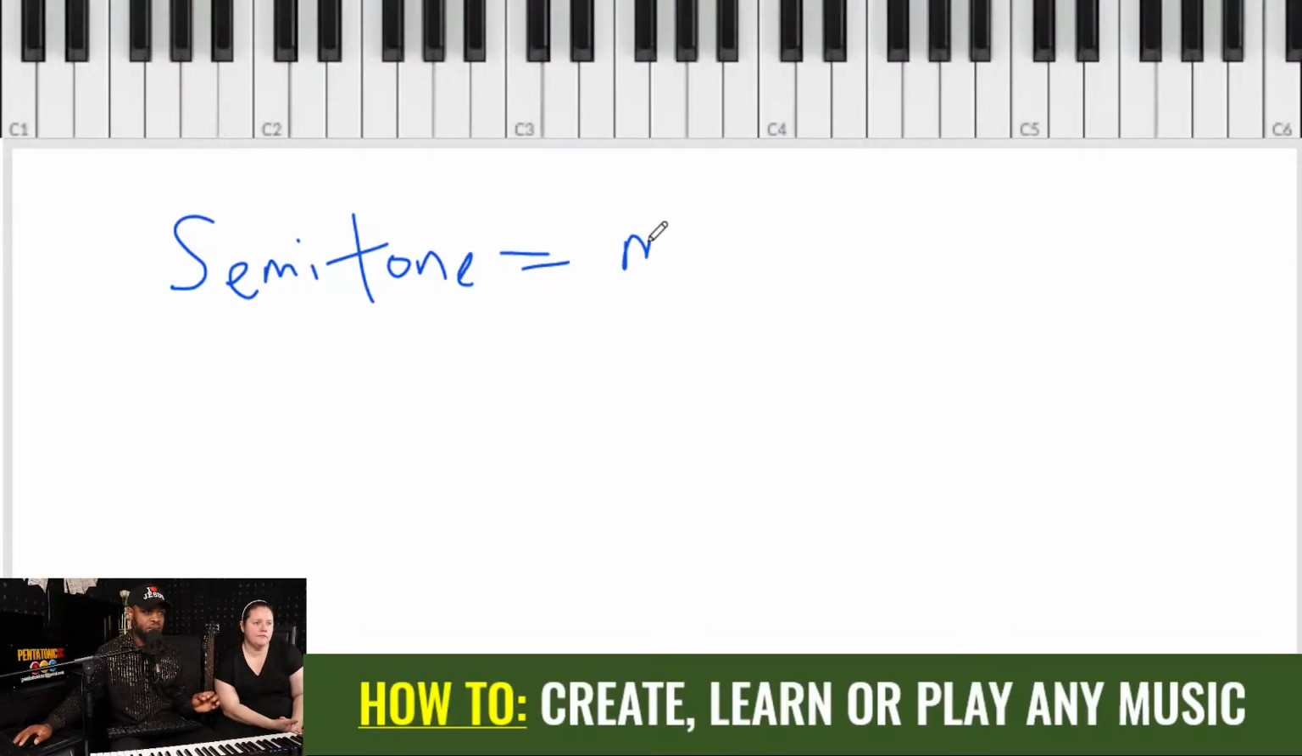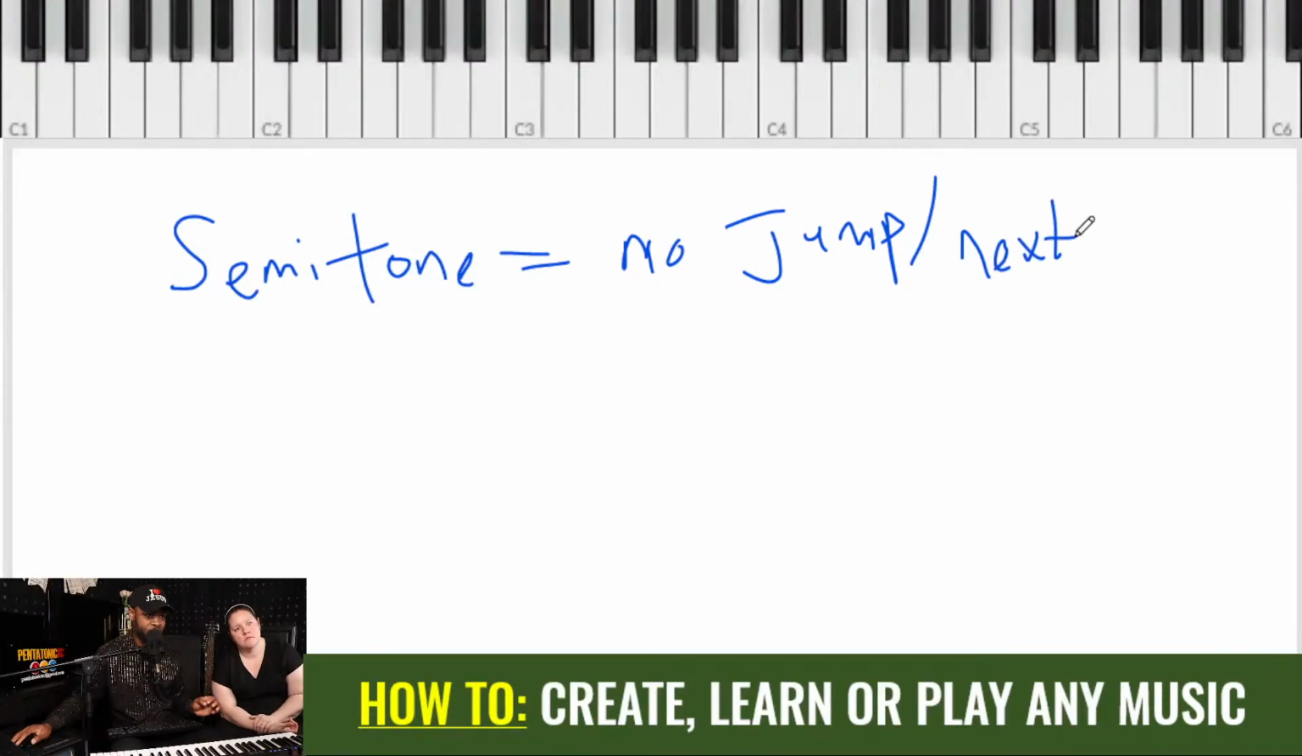So we can say no jump, a quick way to simplify it. Or we can say next note. That's basically what a semitone means.